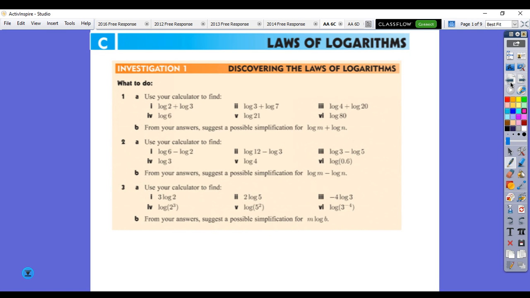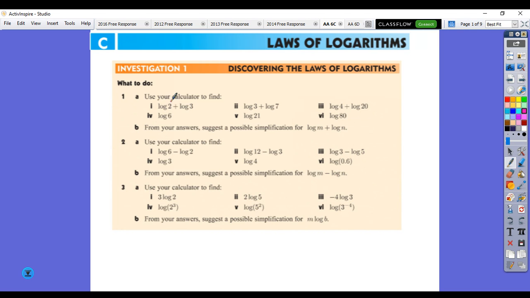Okay, so now we're ready for 6C, the laws or properties of logarithms. Now, if you want to see how these work, what I recommend is that you pause the video, get your calculator out, and do this little activity.